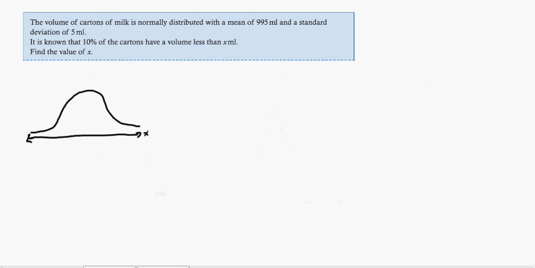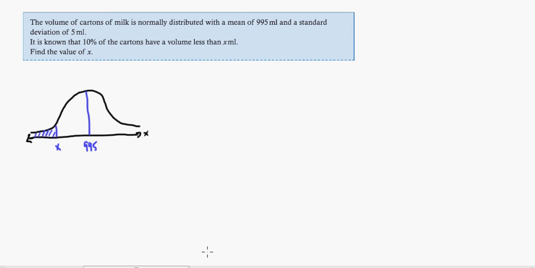Okay, so for this problem, it says the volumes of cartons of milk are normally distributed with a mean of 995 milliliters and a standard deviation of 5 milliliters. Okay, so 995 is right here. Okay, I'm just drawing a diagram so you can see how it looks. It is known that 10% have a volume of less than X. Okay, so what they're saying is that there's something right here, X, where 10% have a volume of that. So they want to find X.